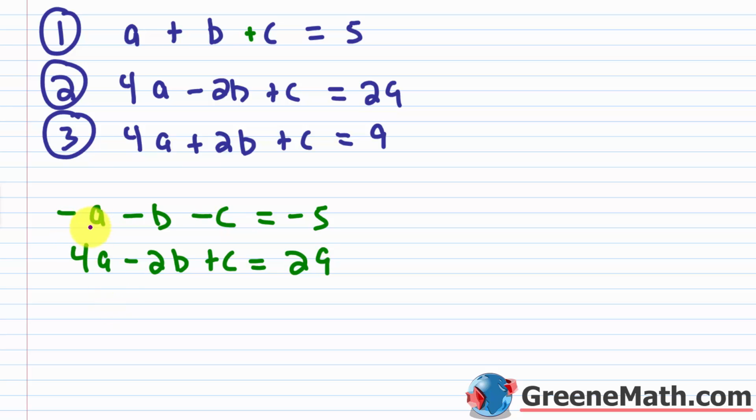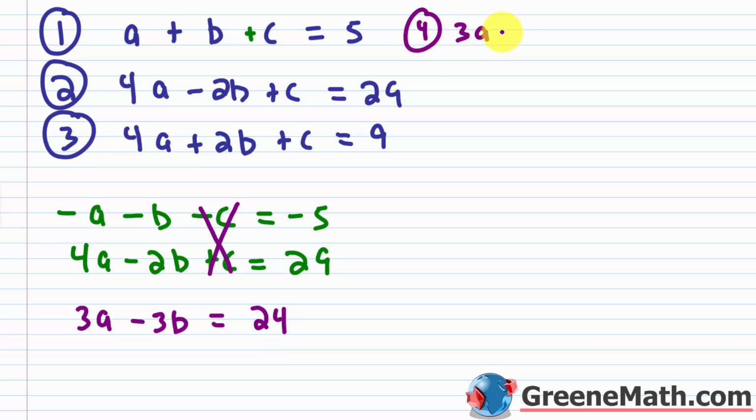All right, so if I add negative a plus 4a, I'm going to get 3a. Then negative b plus negative 2b would be minus 3b. Then negative c plus c, we know this would cancel. And this equals negative 5 plus 29, which is 24. So let's call this equation 4. And I'll say this is 3a minus 3b is equal to 24.